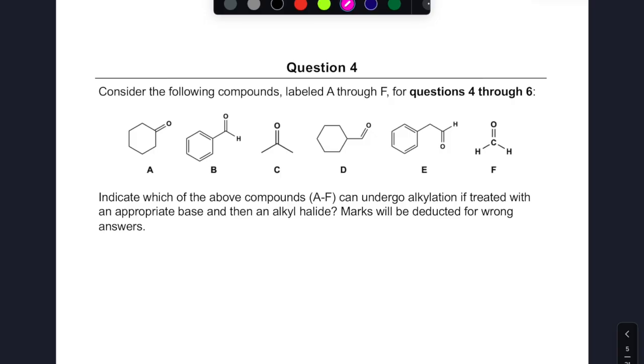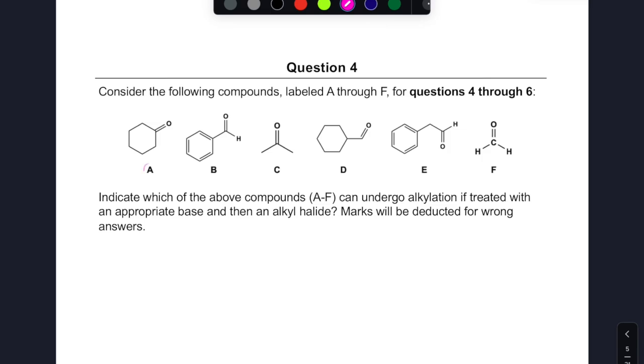Now, as we're moving through this, what we're trying to do is indicate which atoms would allow us to do certain kinds of reactions. In this one, we want to indicate which ones will undergo alkylation if treated with an appropriate base and alkyl halide. So what we're really saying is which of these could possibly make an enolate that then could be alkylated.